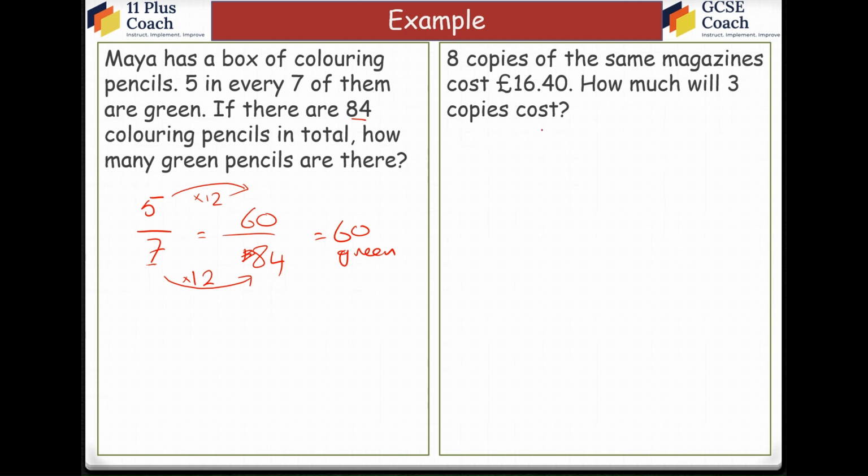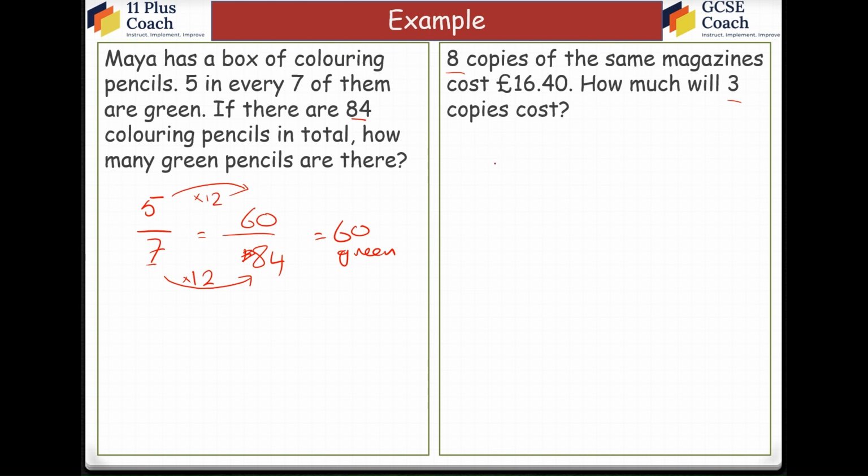Another type of question you get in proportion is this, where you have a number of copies of something given to you and you've got the total price, but they want you to work out the price of a different number. Because the price is proportional to the amount, so the more you buy, the more you'll pay, the less you buy, the less you'll pay. What you need to decide is, how can you get from 8 to 3 by multiplying or dividing by a number?